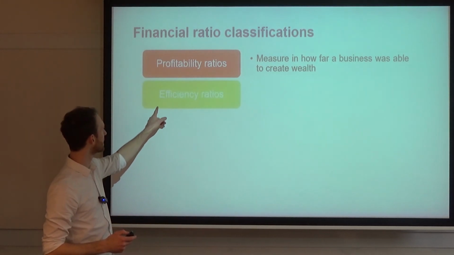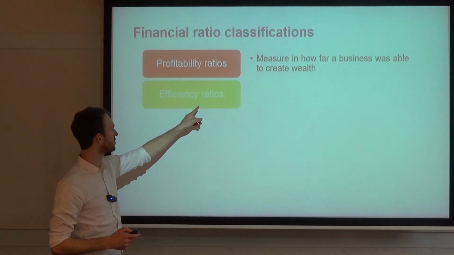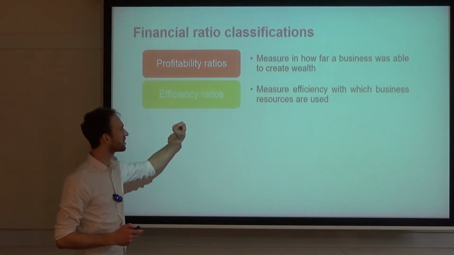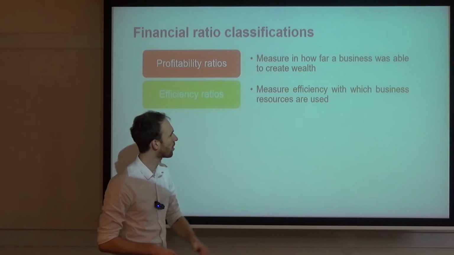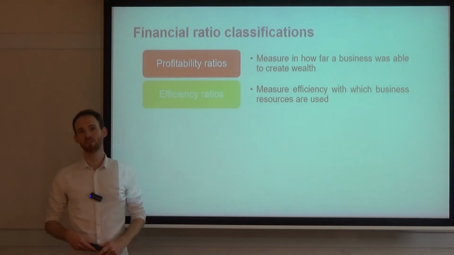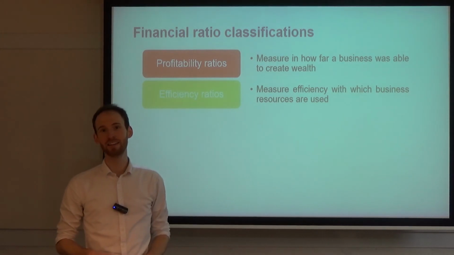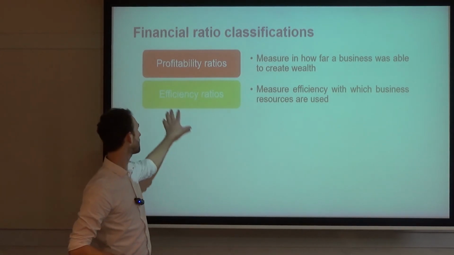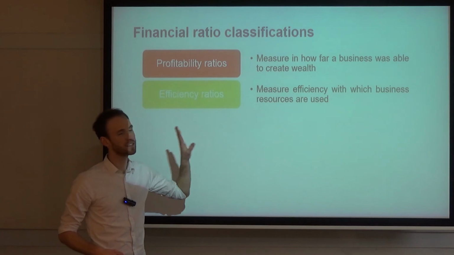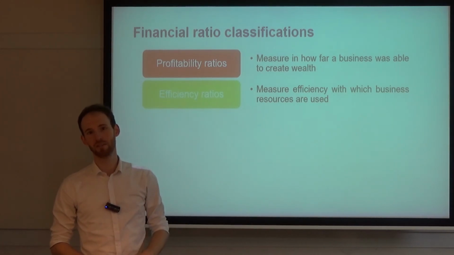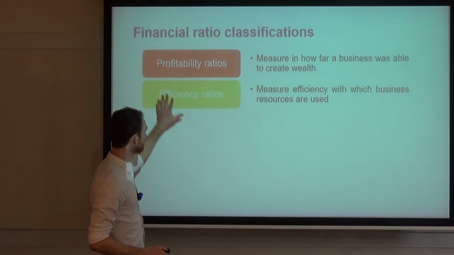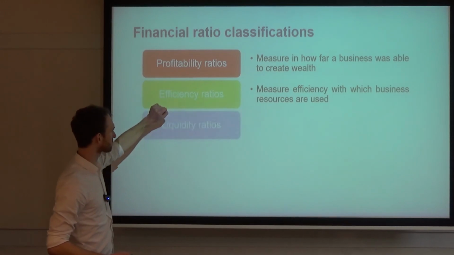The second part are the efficiency ratios. Efficiency ratios measure how efficient the company used the resources. And we said resources are, for example, the current assets that the company has. Also here with efficiency ratios, we have a set of different ratios that we have to learn. So these are the ones that we do today.